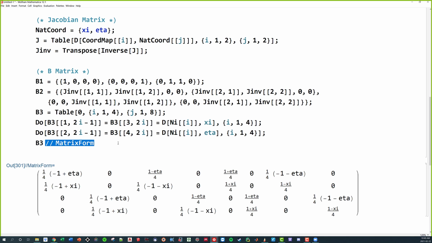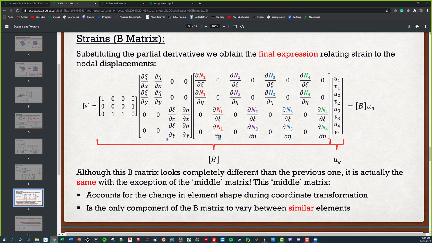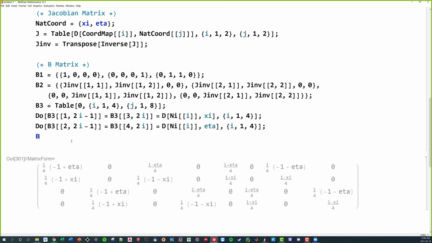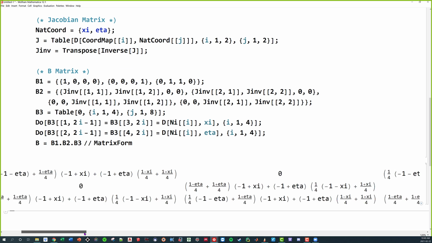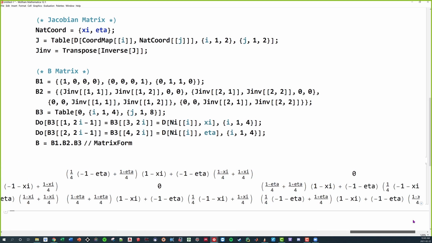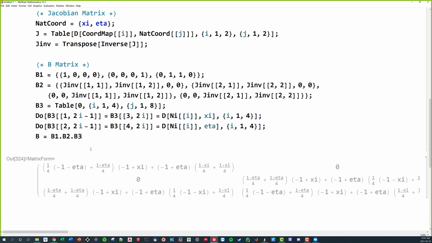Scaring me. And that's basically B3. So if we have B3 right now, we are good to go. After we have B1, B2, and B3, to get B, all I simply do is multiply them together. So I'm going to come down here, and my B matrix is simply going to be B1 multiplied by B2 multiplied by B3. Nice and simple. So if I were to throw this into matrix form, we can run it, and as you can see, it's really, really ugly. And this is why we do the finite element method through a computer. We don't ever try to do it by hand. That's just asking for trouble.